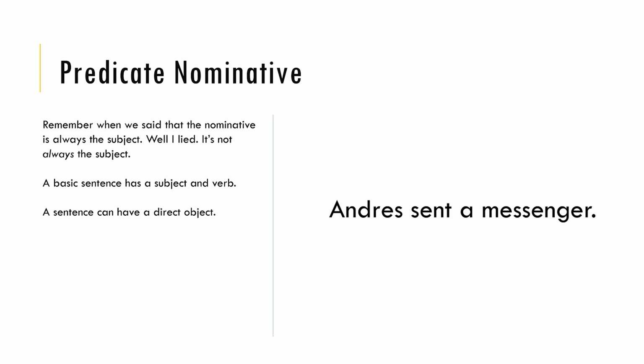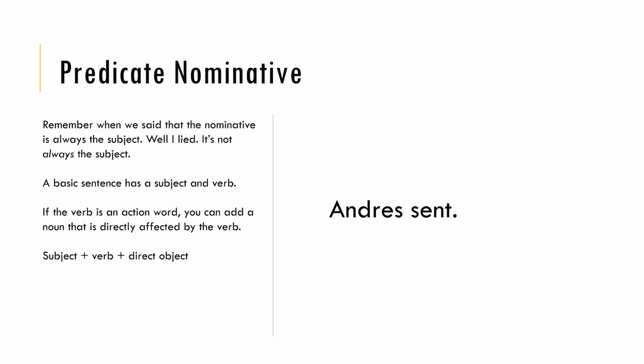So a messenger is being directly sent. Now, it doesn't have to have a direct object. You can just have Andres sent, but you can also add the direct object if you want to, and that's what you have here. So subject, verb, direct object. You have to have an action word like sent. There has to be something directly affected by it.